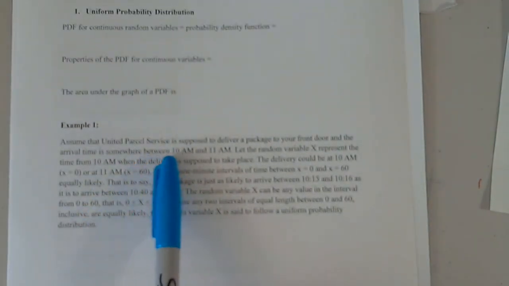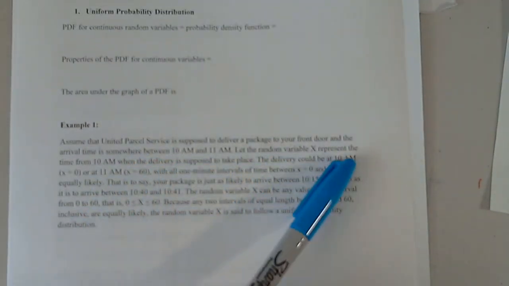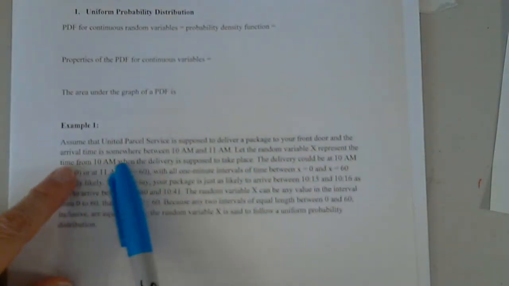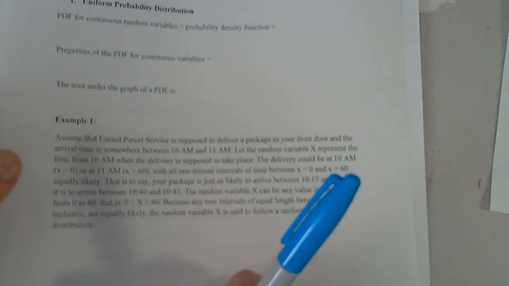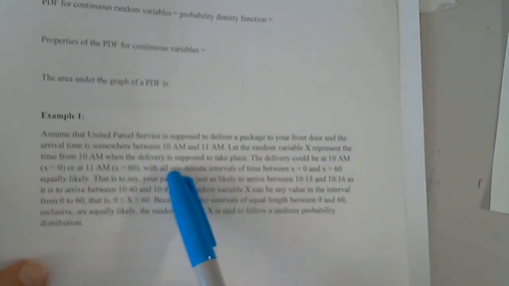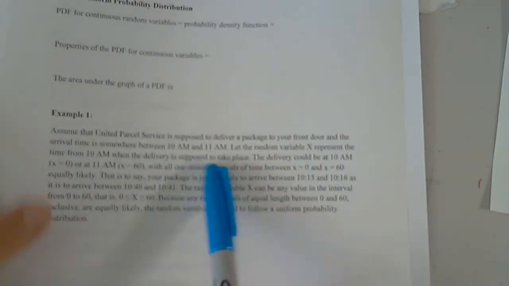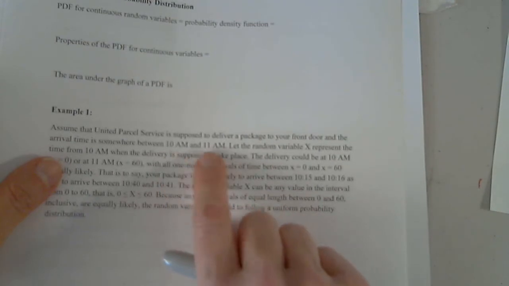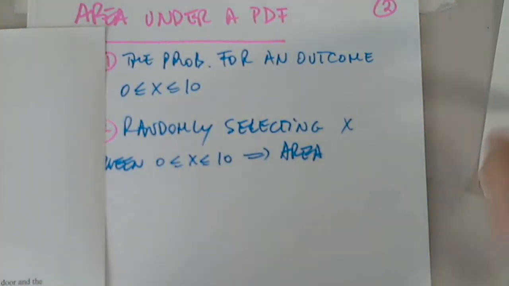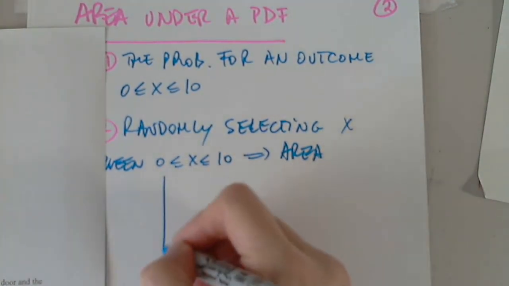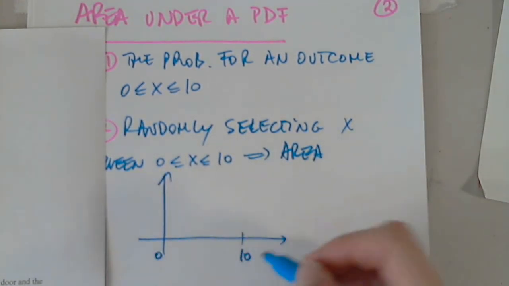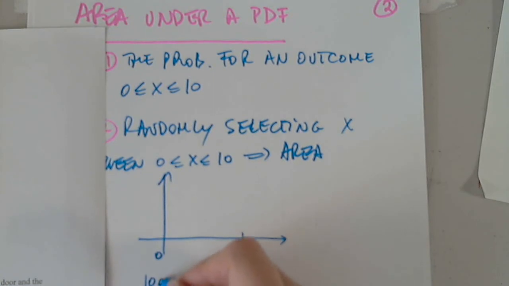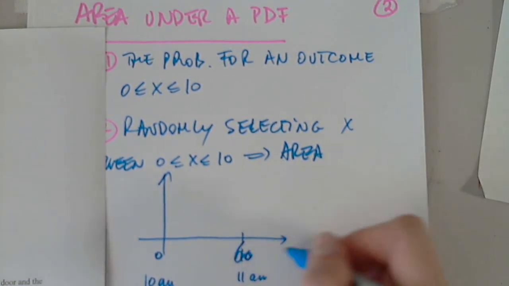Assume that the U.S. Postal Service is delivering a package to your front door between 10 a.m. and 11 a.m. So if I want to discuss this particular time frame, which is an hour, I will just copy that right here. So between 0, which is 10 a.m., and 11 a.m., but this is 60 minutes.